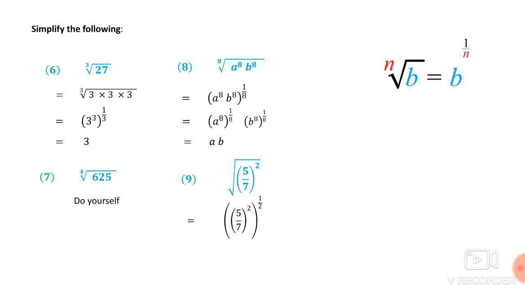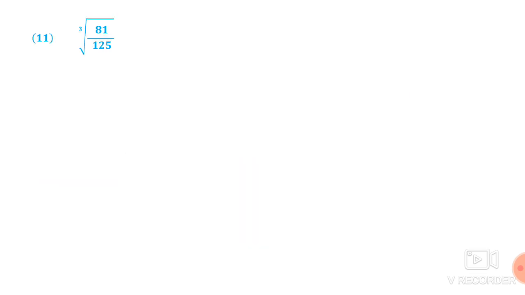Part 9. This symbol is square root, nothing is written as an index, it means it is a square root. So the whole exponent will be 1 upon 2. We have exponent over exponent, exponents will be multiplied with each other, we will be left with only 5 upon 7. In the same way, part 10 will be done. Part 11 exactly the same way.